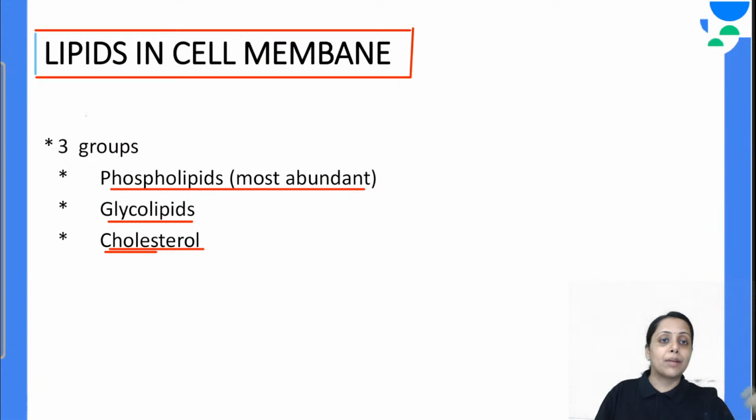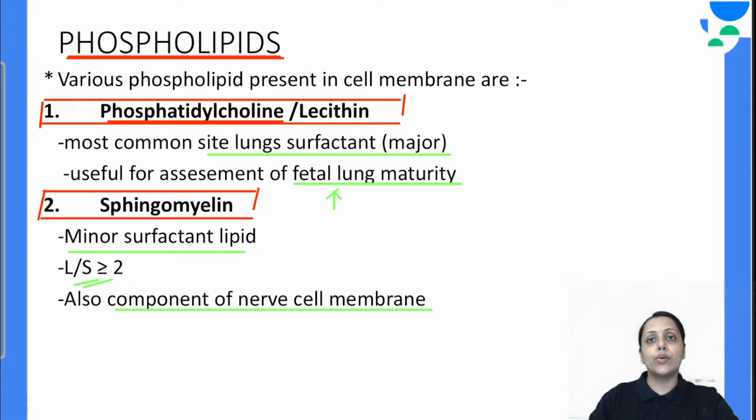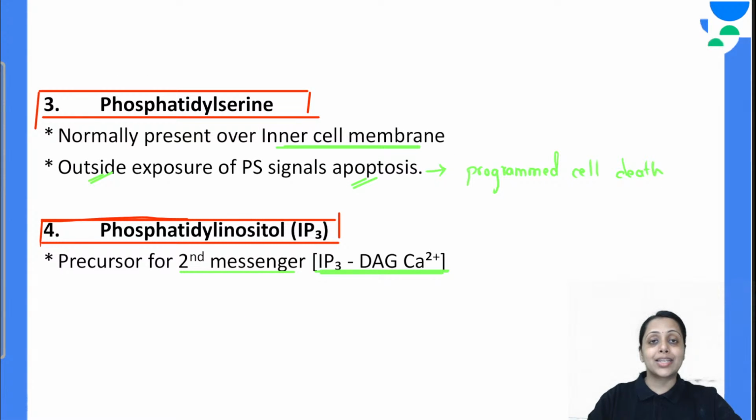Now coming to the lipid in our cell membrane, the lipid can be either phospholipid, glycolipid, or cholesterol. Different types of phospholipid are there in our membrane. First is phosphatidylcholine, which is a major lung surfactant. Next is the sphingomyelin, that is a minor lung surfactant. Next one is phosphatidylserine. This is present at the inner cell membrane, and whenever it is present at the outer side, it is going to signal the apoptosis, which is a programmed cell death.